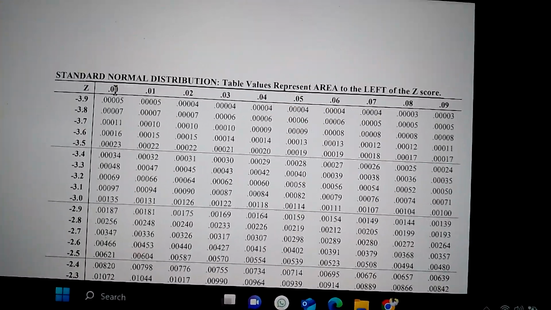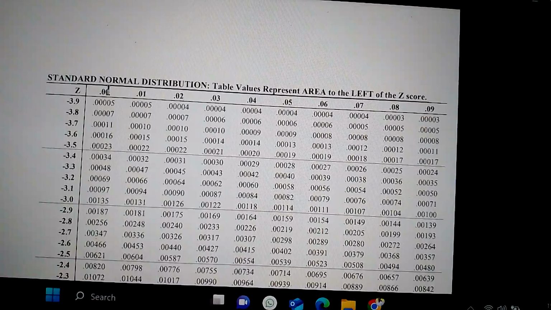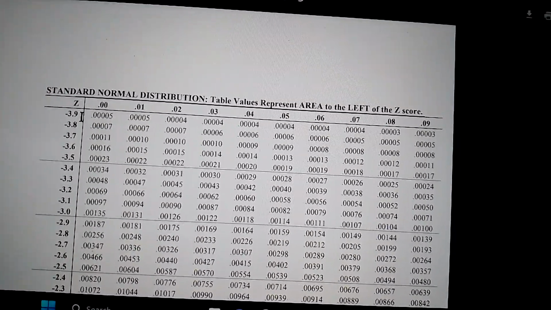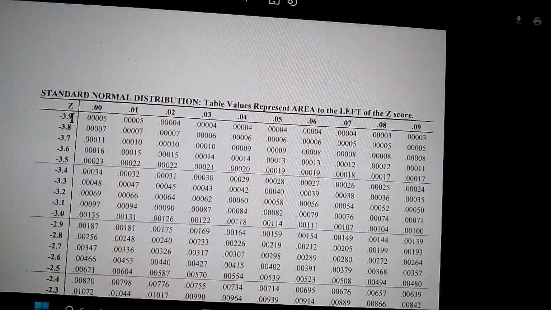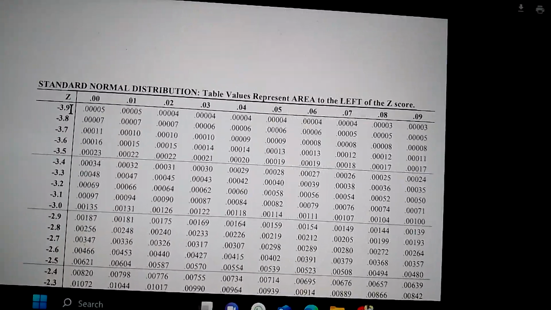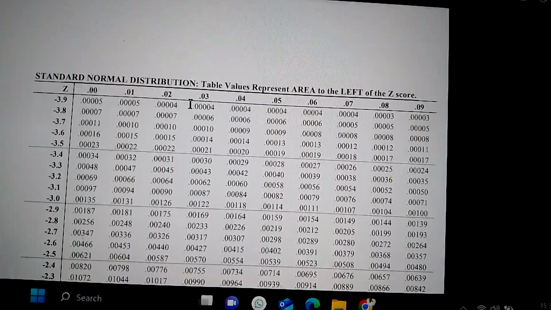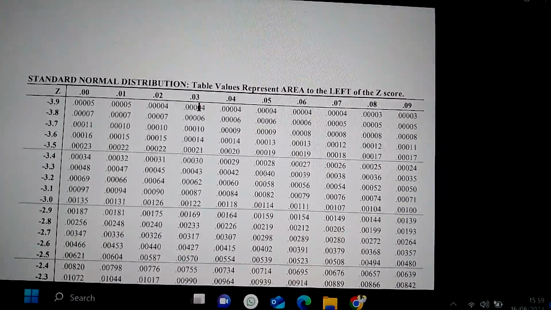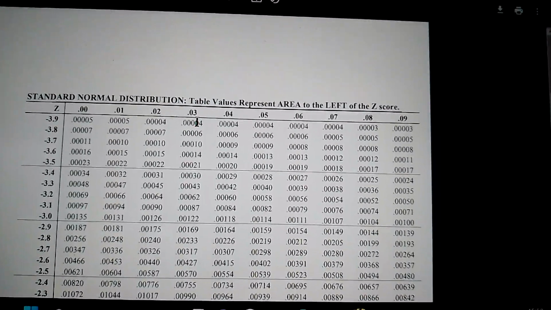Here you have 0.0001 and this 0.9. So if you have a z-score of, say, 0.93, then you pick 0.9, come and look for 0.03 here. When you add them, you find that you have 0.93. Then this will be your z-score.